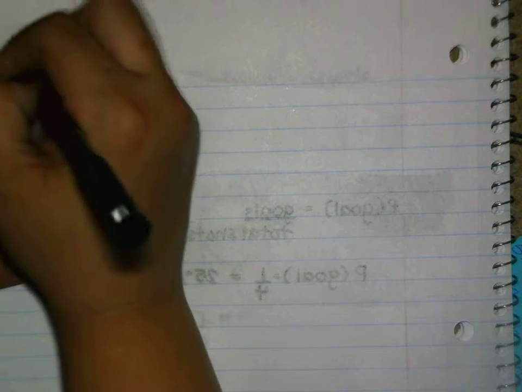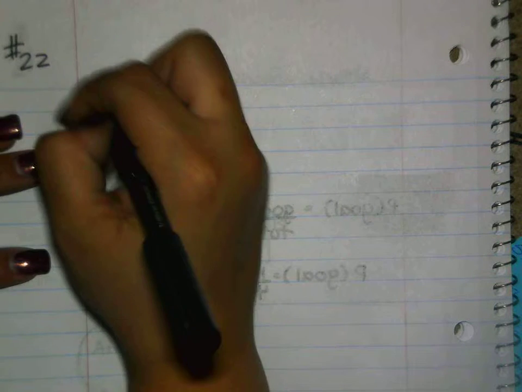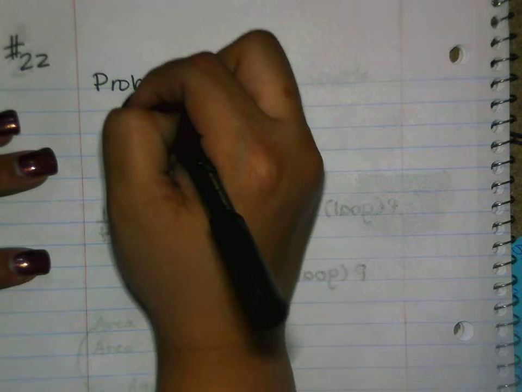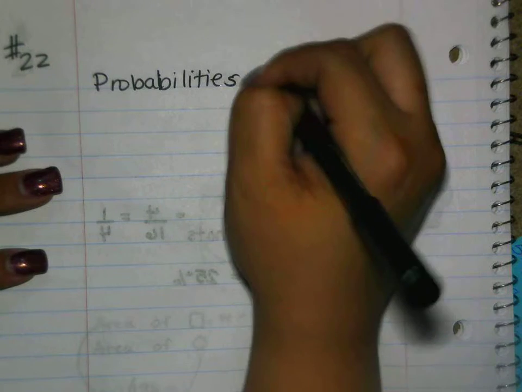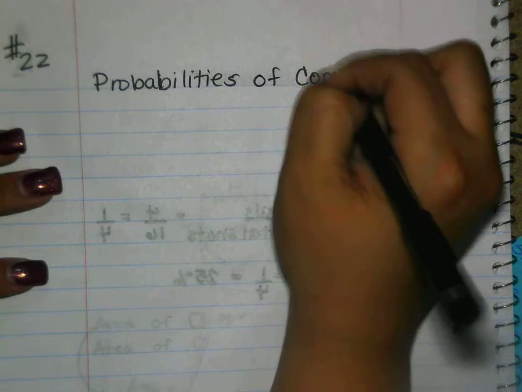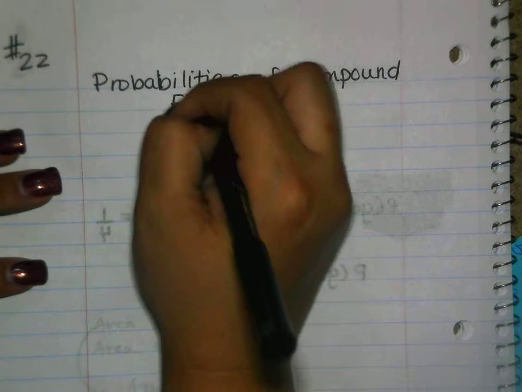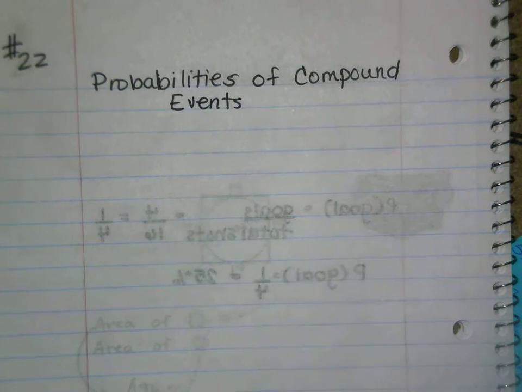Okay, so this is going to be item number 22, the probability of compound events. So we're going to write probabilities of compound events. Now, compound events, just like compound words, are going to be multiple types of events, right? So let's look at an example.